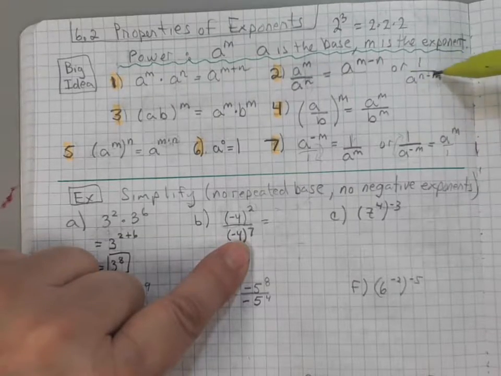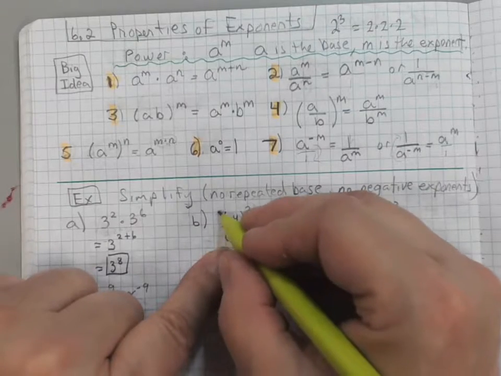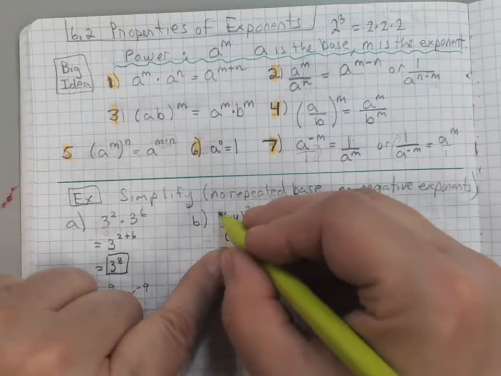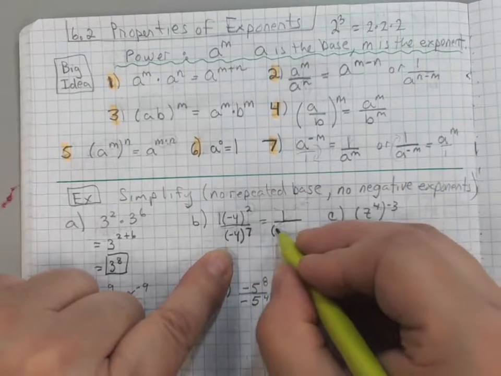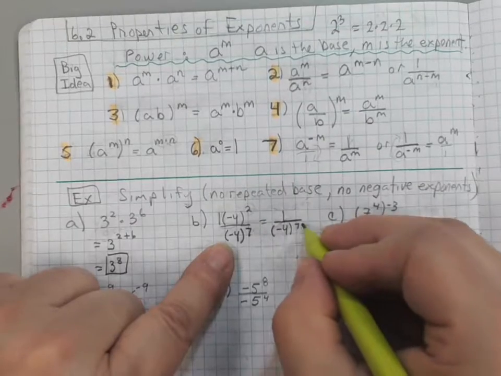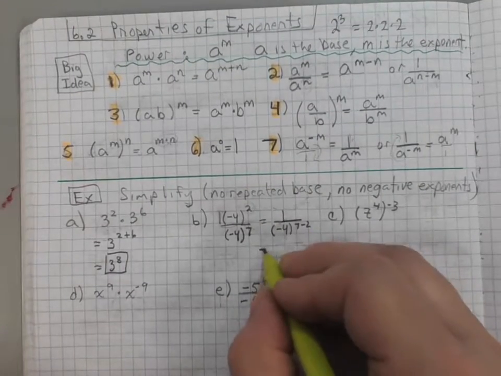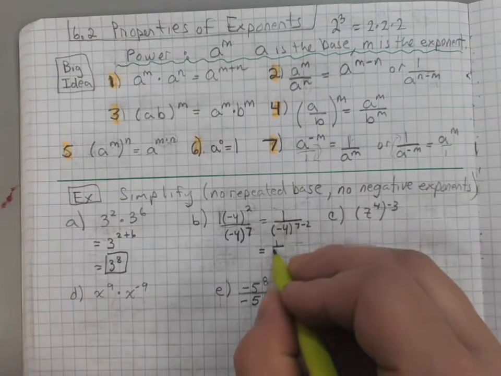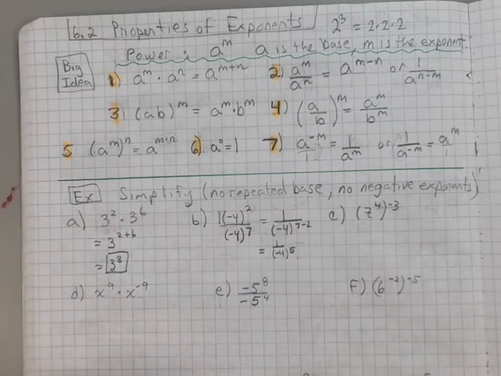I'm going to keep my answer down here and subtract from the 7. All right, so what's in front here? What's the number? This is an invisible 1, so that's what's going to stay on top. And then I write -4. And then I subtract 7 minus 2. And then we just simplify that. And that's -4 to the 5th power.